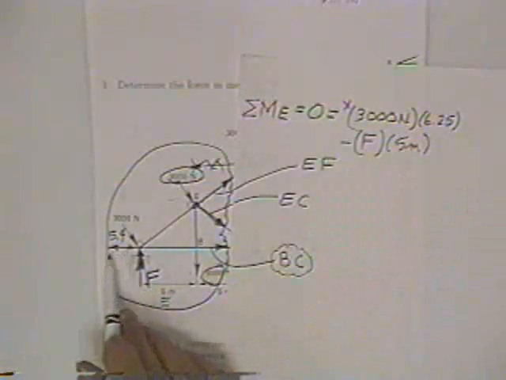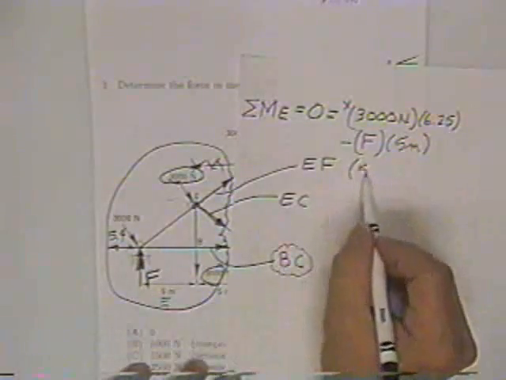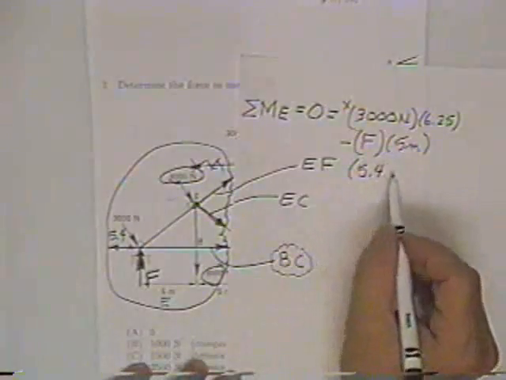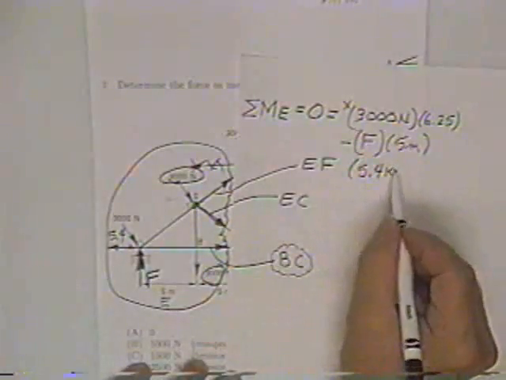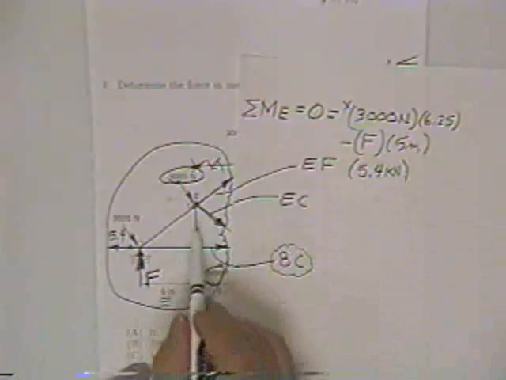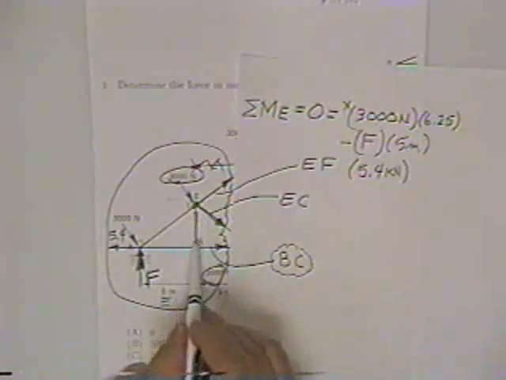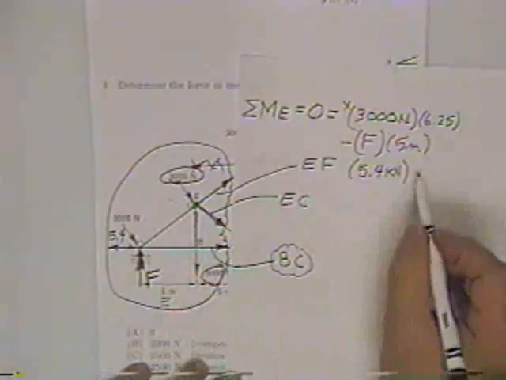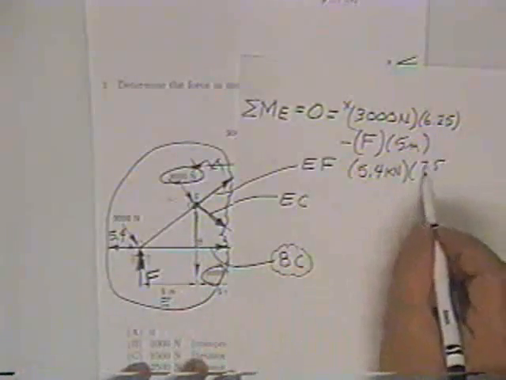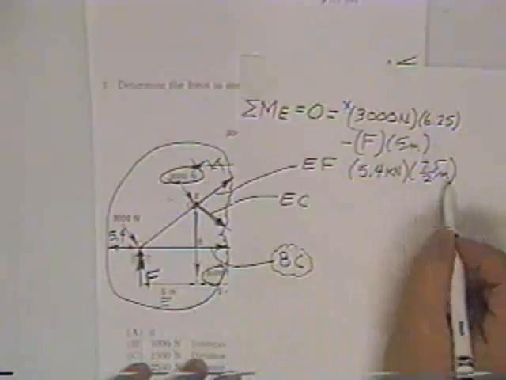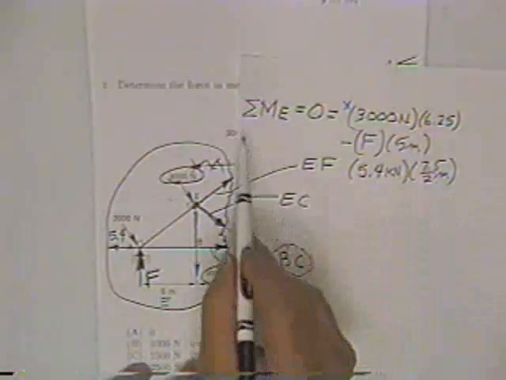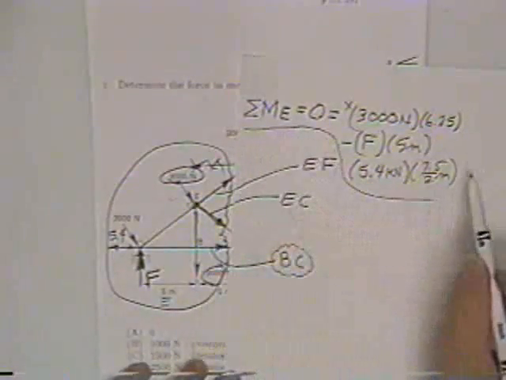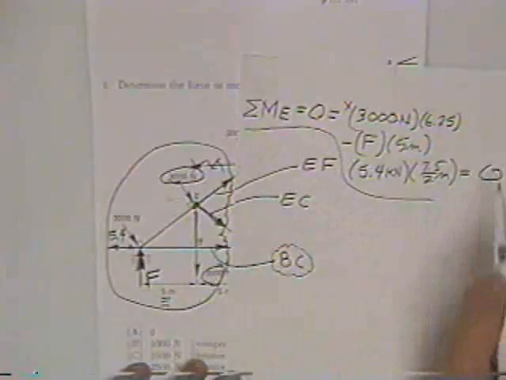Then here is a 5.4 guy. He's 5.4 kilonewtons. And his moment arm is this thing right here. That was half of 7.5. We figured that out a minute ago. So that's 7.5 over 2 meters. And the sum of all that right there should equal 0.